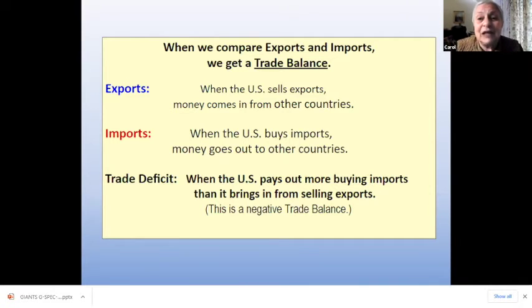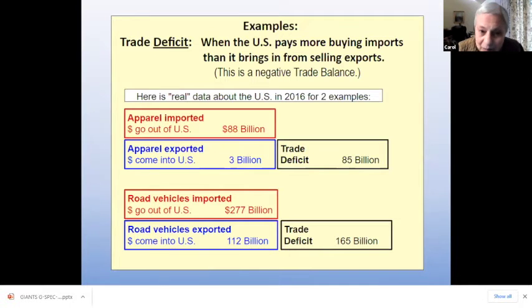And let's try an example and see if we can make sense of comparing imports and exports. I have examples from 2016. I can update them, but this was easier for now. Apparel is clothing. And the United States in 2016 imported $88 billion worth of all sorts of clothing. Could be your jeans, could be your pajamas, could be your hats. 88 billion. Did the US export any apparel, this big category? Well, it exported about 3 billion. If we look at just apparel, the difference is a deficit of 85 billion. We pay out a whole lot more than we get coming in.